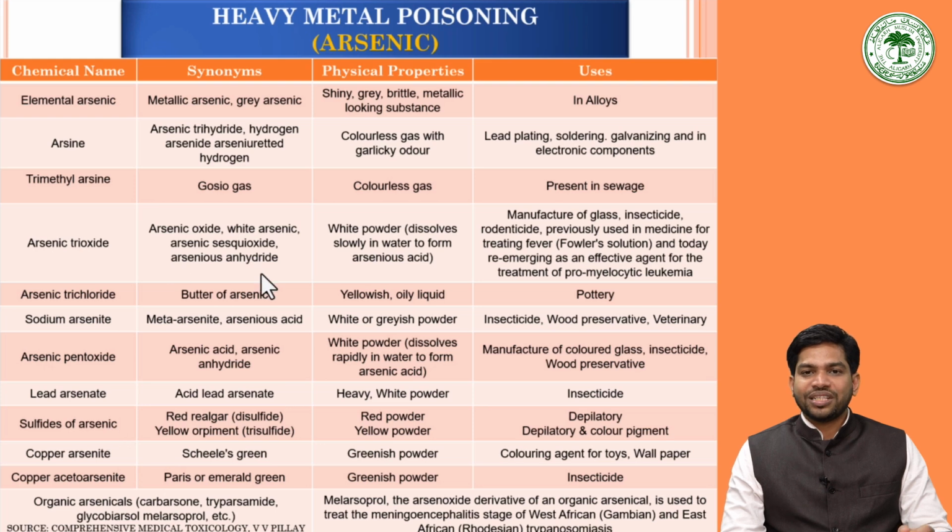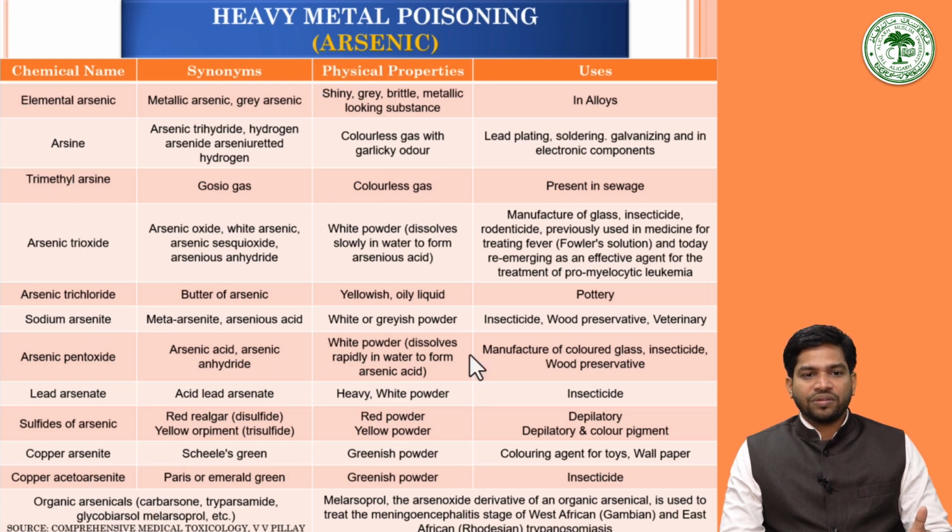This table shows the physical properties and uses of arsenic and their different compounds. You can see the different compounds of arsenic, that include elemental arsenic, arsine, trimethylarsine, arsenic trioxide, arsenic trichloride, sodium arsenite, arsenic pentoxide, lead arsenate, sulfides of arsenic, copper arsenate, copper acetoarsenite, and organic arsenicals that include carbarsone, tryparsamide, glycobiarsol, melarsoprol, and others. There are synonymous names for these different variants of arsenic.